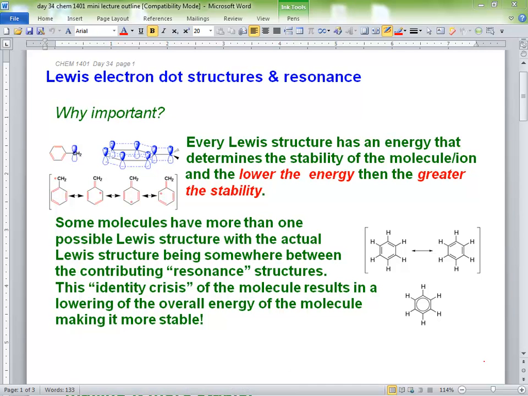So, resonance. What we're doing with resonance is you can give a molecule extra stability. It'll be much more stable, and you lower its energy. That's a good thing, to lower energy. And what's resonance?